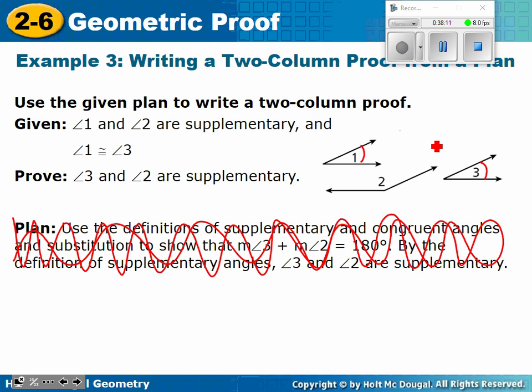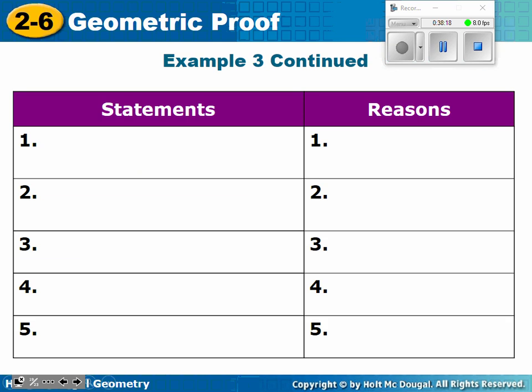Can I see what you have in your notes left? Okay. I want you guys to look at the one on the back.